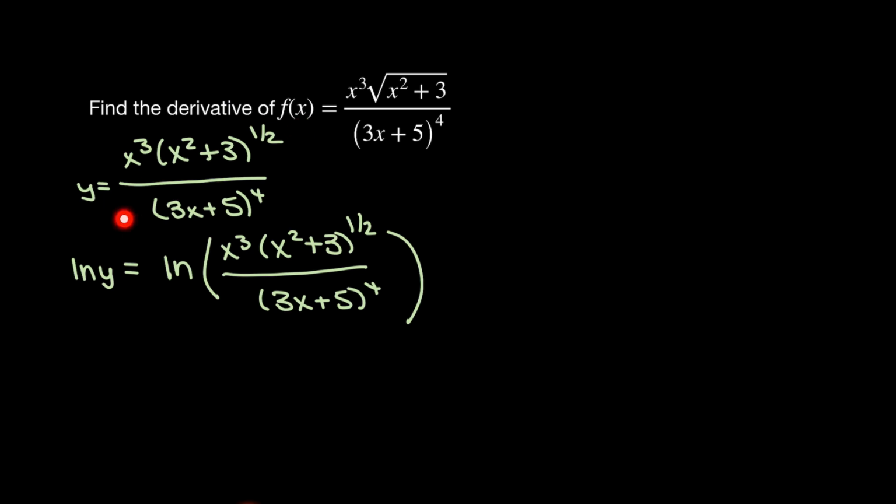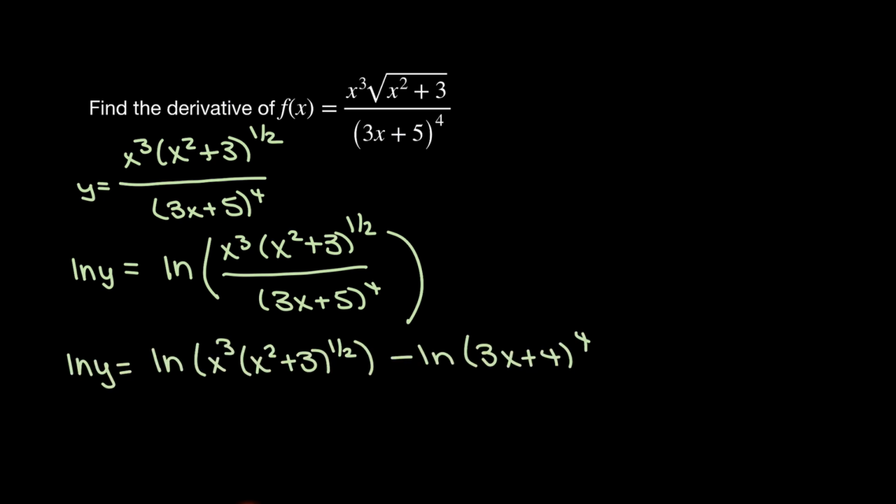So that f of x, I'm going to call that y, and that gives me log of y. And then I have log of my entire expression. Now on the right-hand side, I'm going to use my properties of logs to try to simplify. We have log of a quotient, so I can rewrite that as a difference of logs. I'm going to get log of my numerator, which was x to the third times x squared plus 3 to the 1/2, minus log of the denominator, which was 3x plus, oh, it's actually a plus 5. Let me fix that. 3x plus 5 to the fourth.